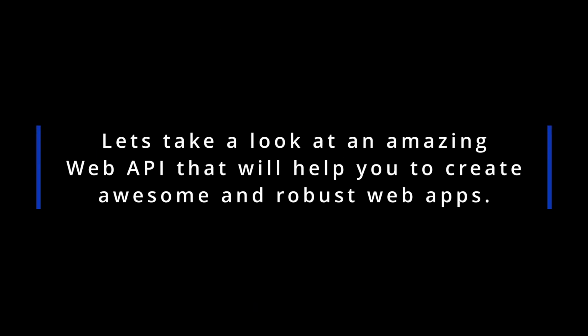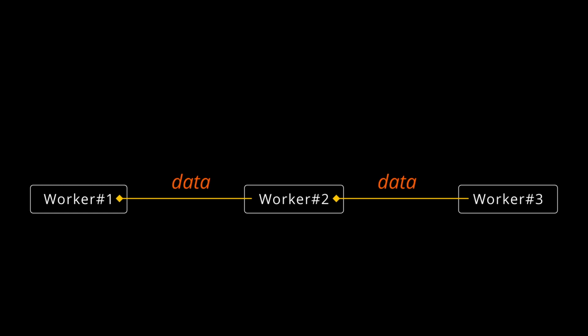Hey guys, in this video we'll be taking a look at an amazing web API that would help you to create awesome, robust web applications. Let's say you want to build a web application that has multiple web workers working in parallel, and somehow they also need to communicate, for example passing data from one worker thread to the other. How would we do that?